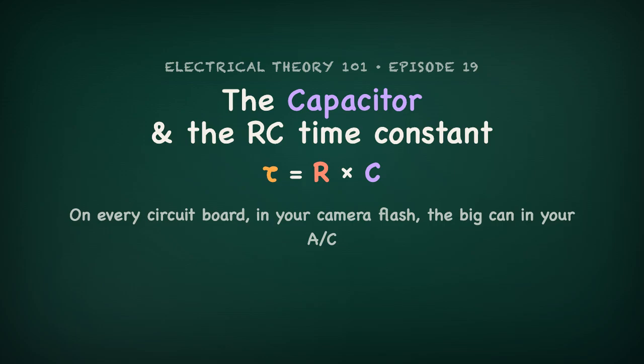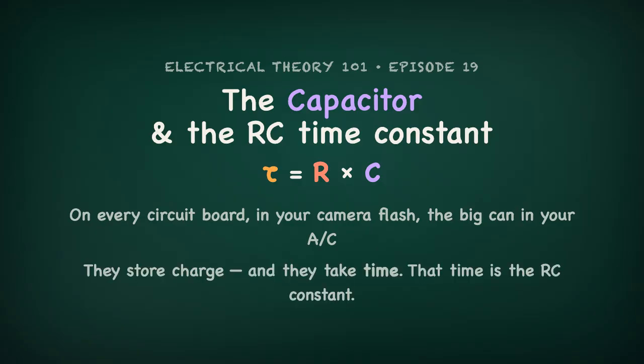You've seen these your whole life. On every circuit board, inside your camera flash, that big silver can in your air conditioner, it's a capacitor. It stores charge. And here's the key: it takes time. That time is the RC constant.